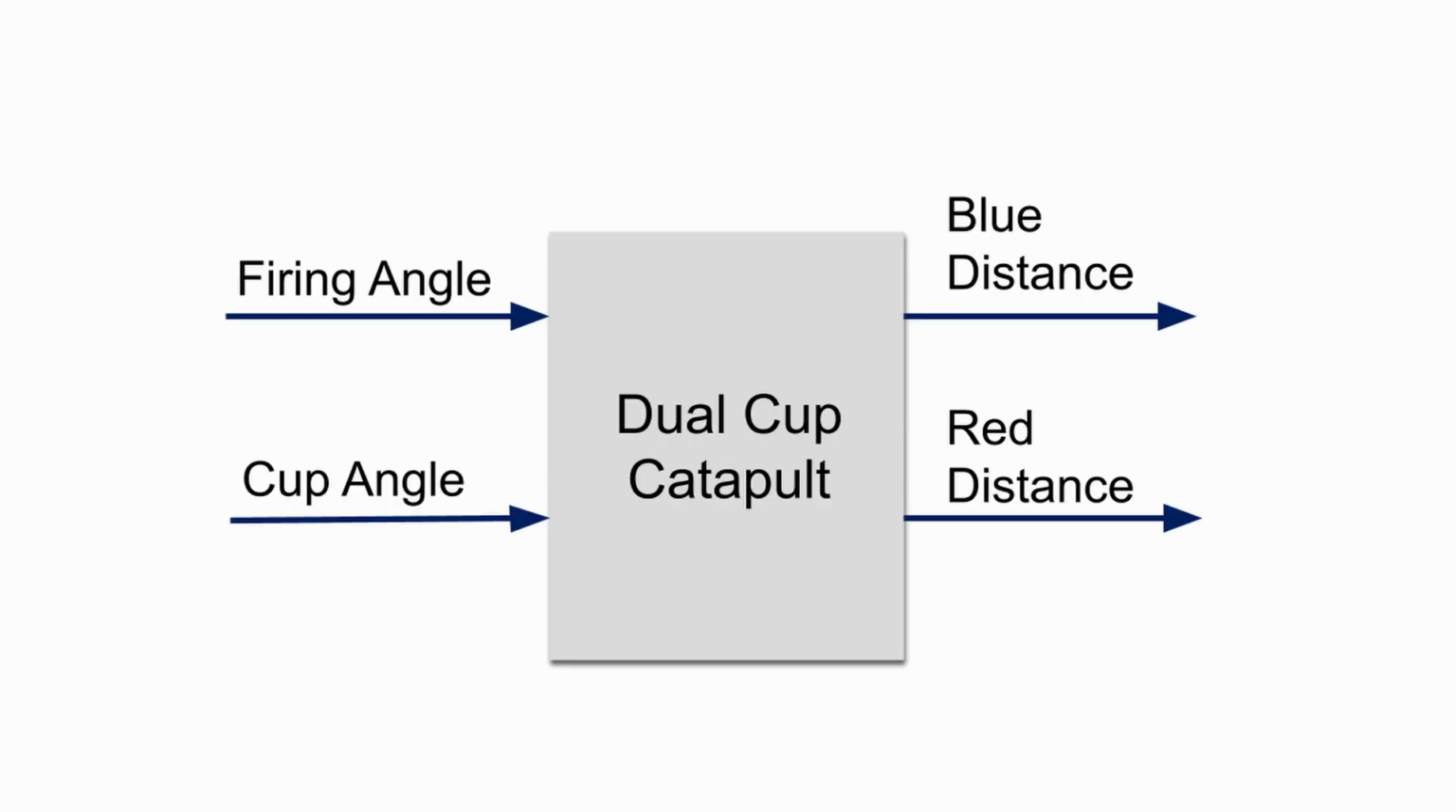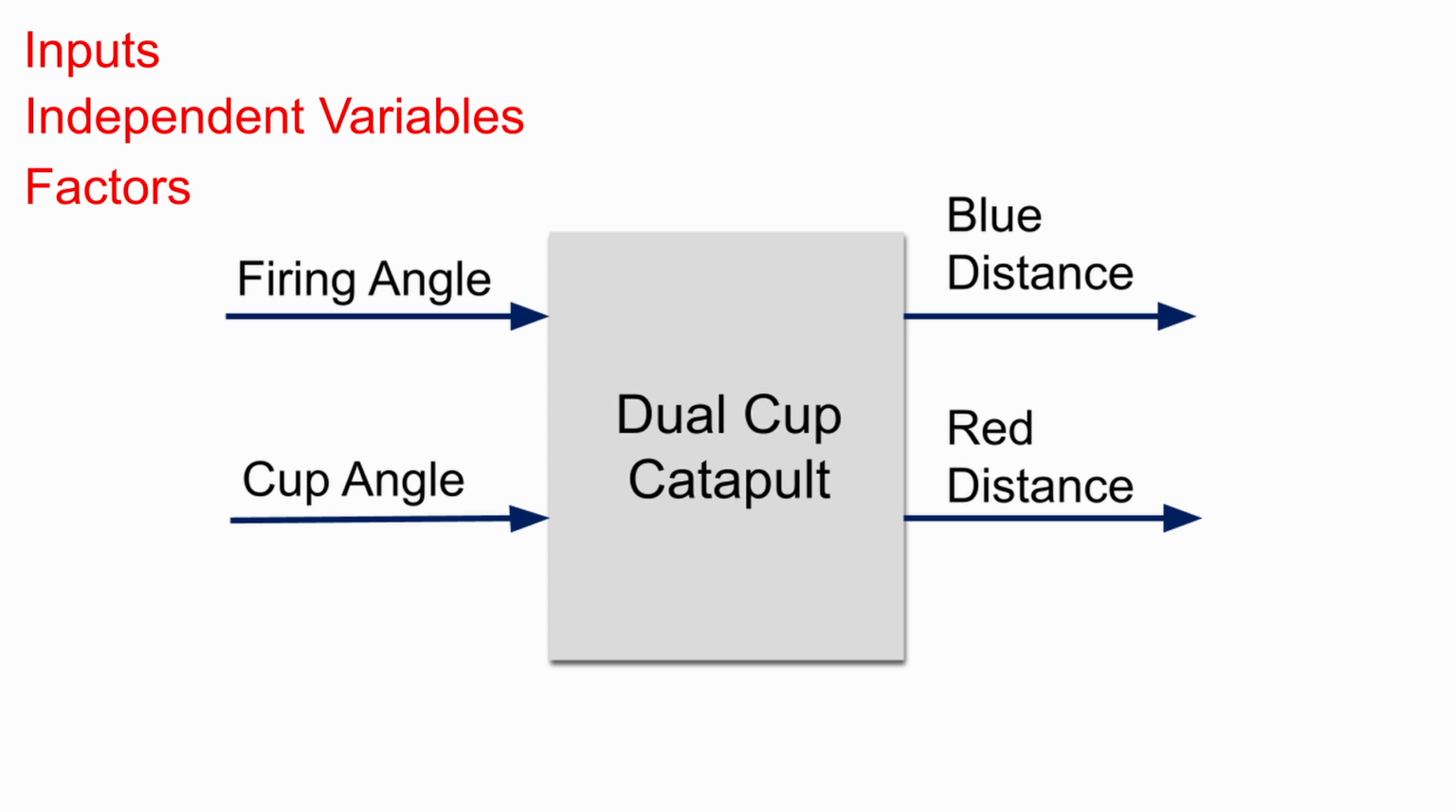All right, the factors that we're going to experiment for this are going to be the inputs, which are the firing angle and the cup angle. There are many different names for this in DOE. So inputs is a generic name. We would also call the inputs, firing angle and cup angle, independent variables. That name is much more popular in academia than it is in industry, but nonetheless it's a completely valid name for an input. And it's often called a factor as well.